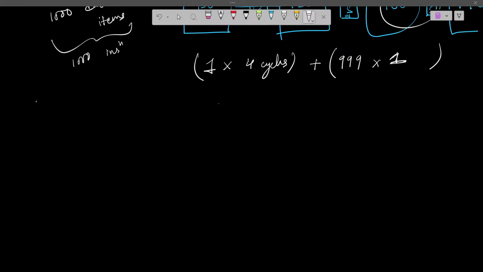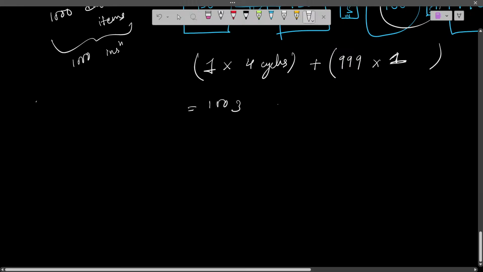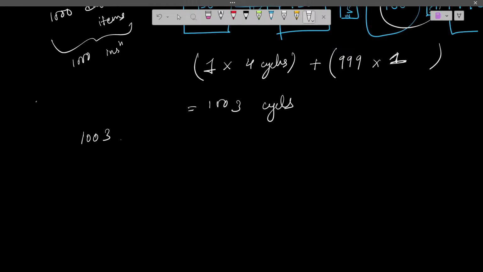So yeah, that would be 1003 cycles, and total would be 1003 into 165 nanoseconds, 165.5 microseconds. That was good. Let's just cover one more topic and we will continue with data hazards tomorrow. Let's just see how the speed up works.